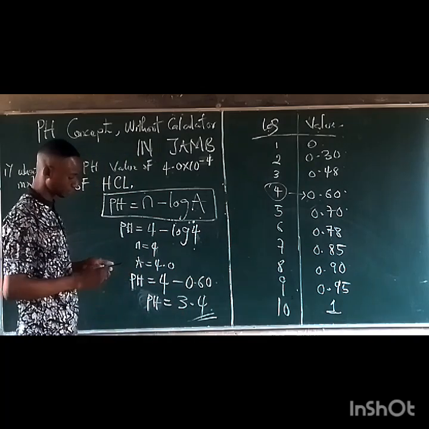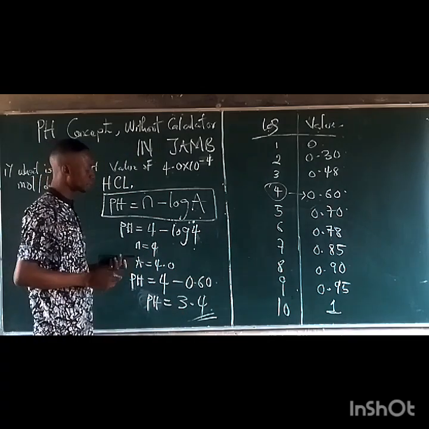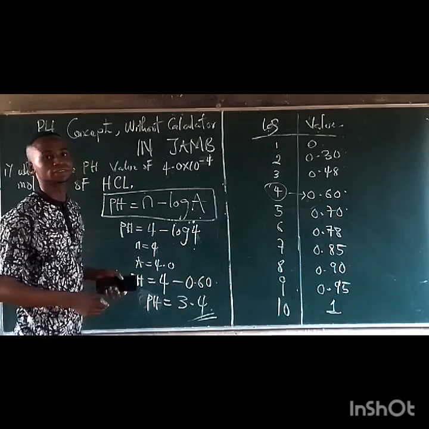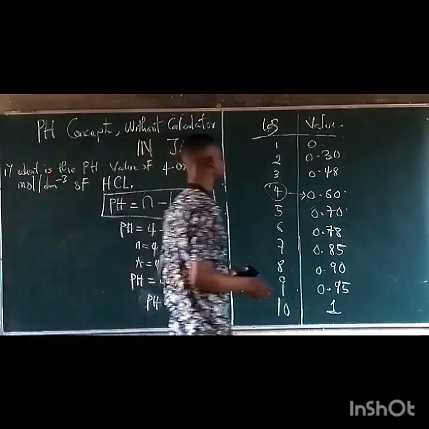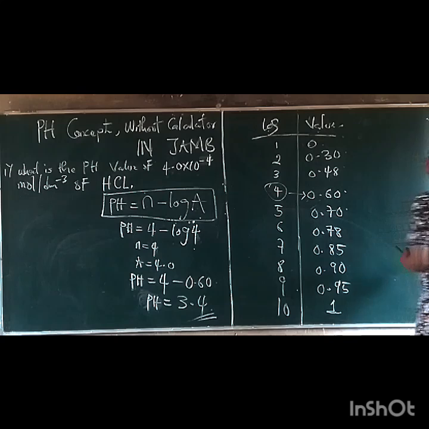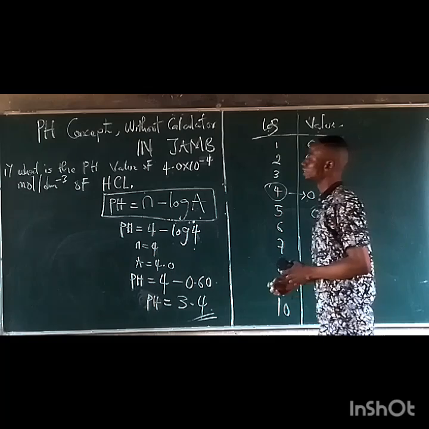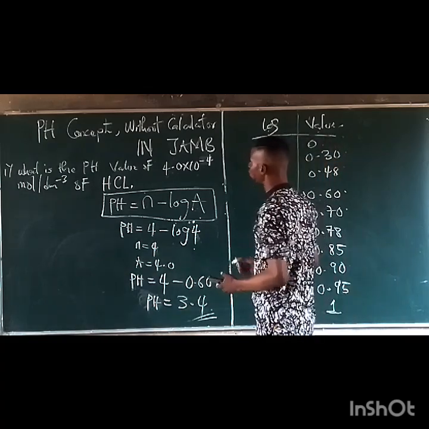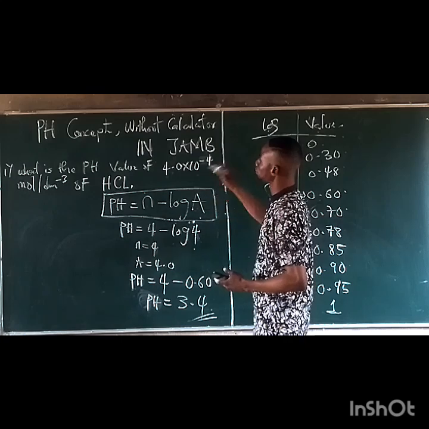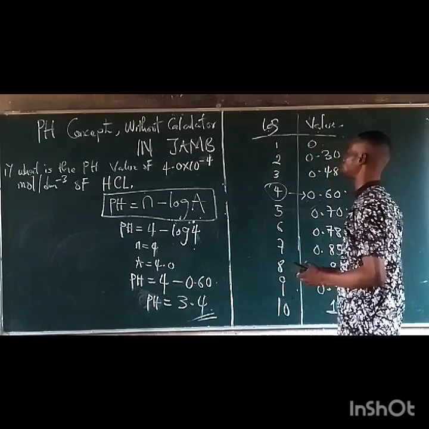As you can see, it's very easy. This will save you a lot in your examination, because this is the best formula to use, instead of minus log of hydrogen ion concentration, because we don't have the logarithm function in the calculator.